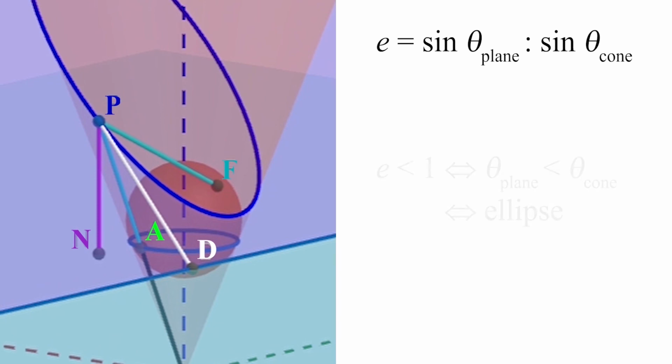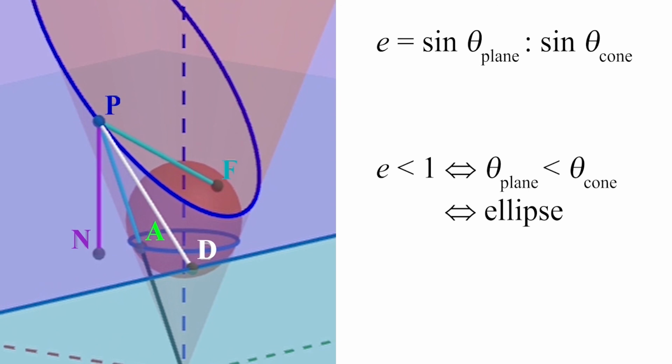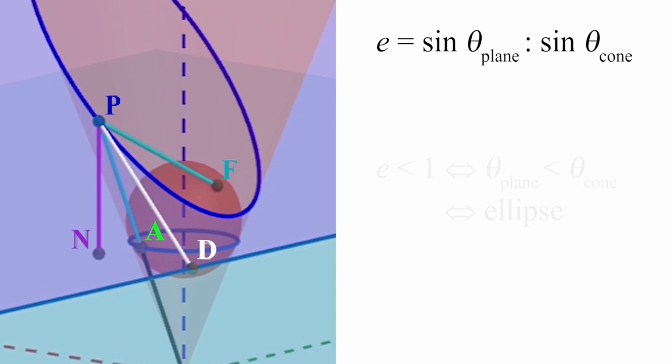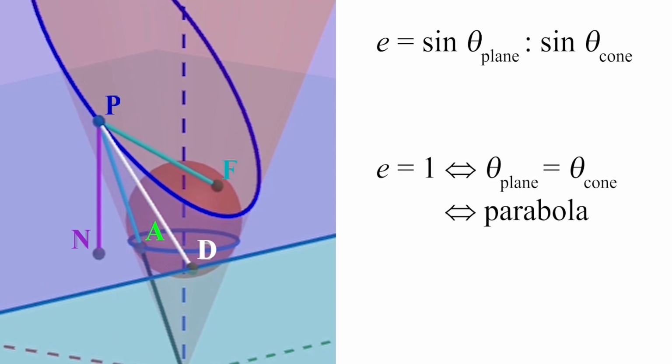We also see that E is less than 1 if and only if the angle of the plane is less than that of the cone, and that simply happens when the section is an ellipse. Furthermore, E is equal to 1 if and only if the plane and the cone are parallel, i.e. a parabola is formed. Finally, E is greater than 1 similarly when the shape formed is a hyperbola.